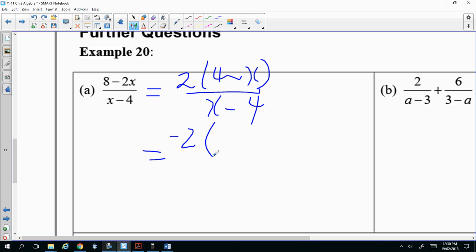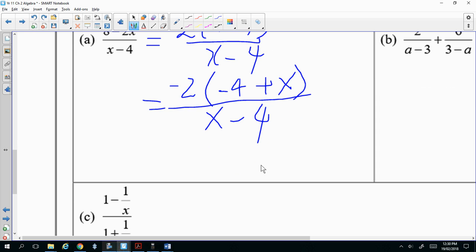So by taking out the extra negative, what difference does it make? If you write it in a different order, it actually becomes x minus 4 over x minus 4. Like that. So you cancel, and you end up getting negative 2.